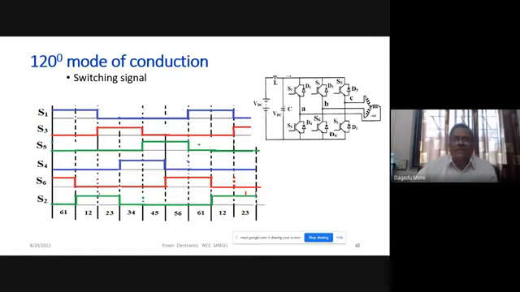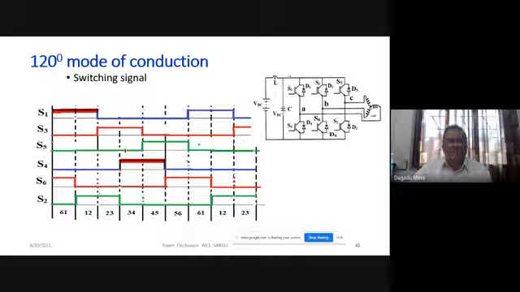What is meant by 120 degrees mode of conduction? Each device conducts for a period of 120 degrees. So here our S1 is conducting for a period of 120 degrees. What is the phase shift between S1 and S4? The phase shift between S1 and S4 is 180 degrees, so it is not like the earlier case. S1 is on for 120 degrees, then after 180 degrees of this, S4 will be on.